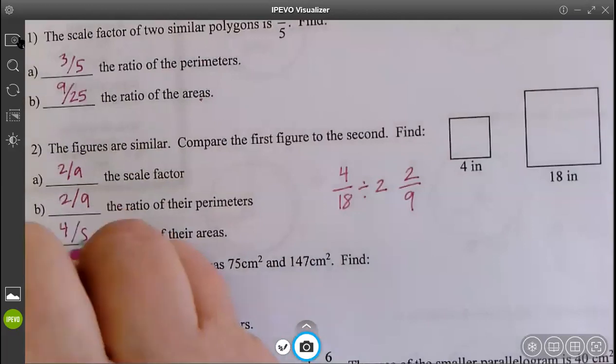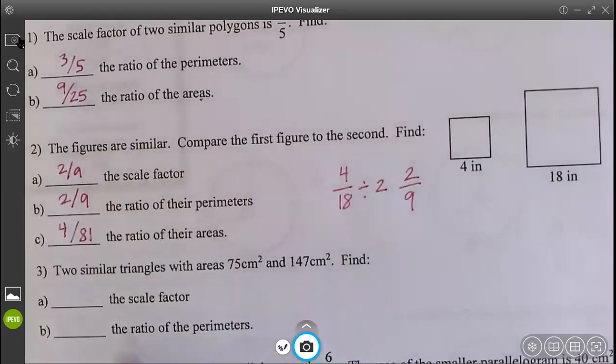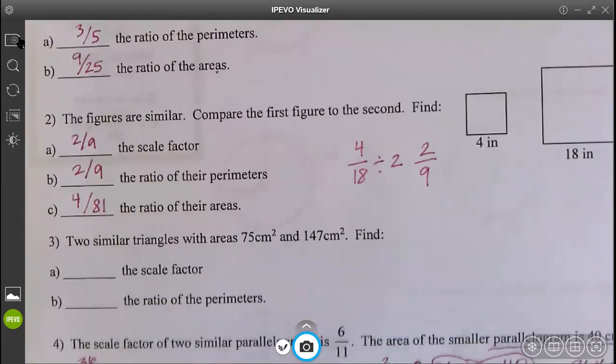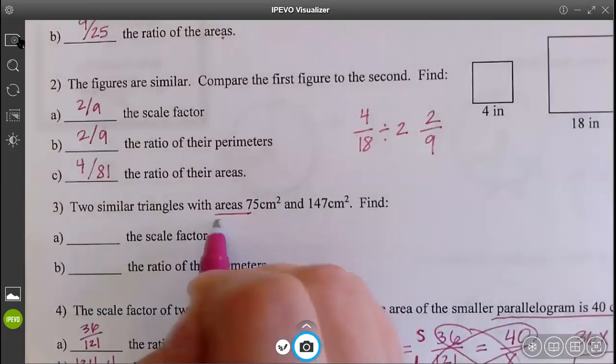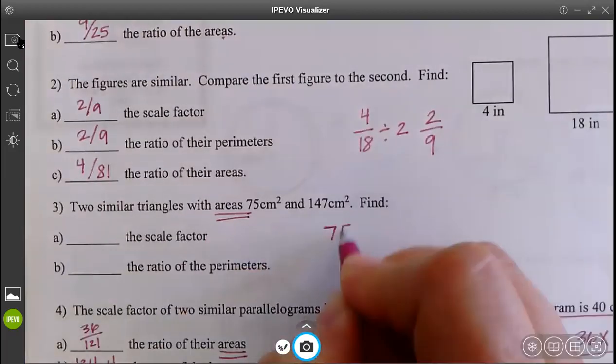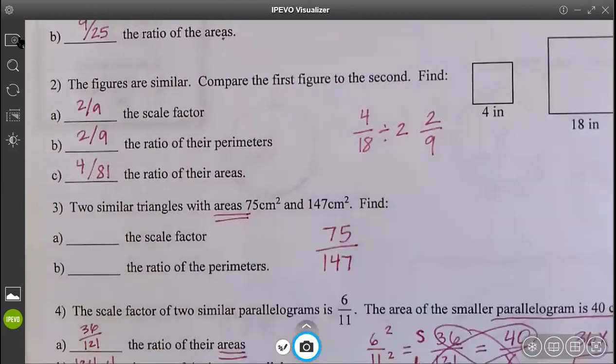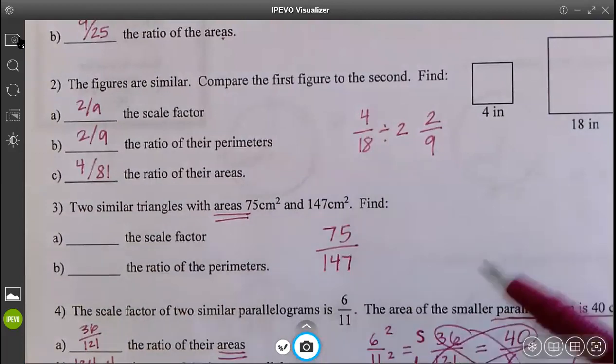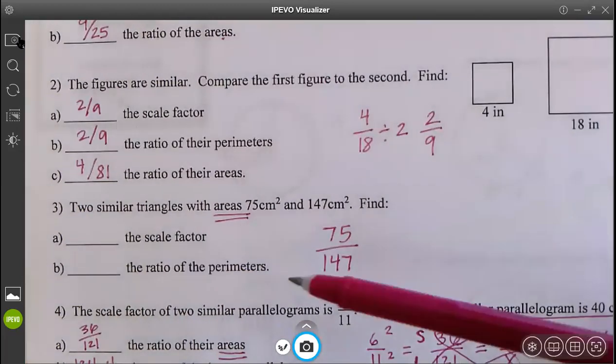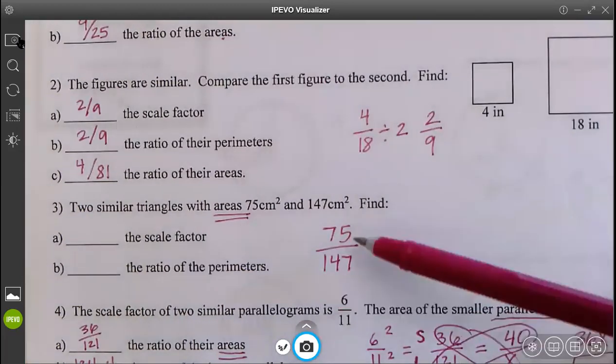Perfect. Okay, and then number 3 is going backwards. So this one tells us that our areas are these two, 75/147. So the first thing I'm going to do is look to see if we can divide something out here. That one was kind of weird because I didn't know if you just leave it as 75 over. Well, we're going to have to take the square root. And I'm looking at these and these are not perfect squares. So that's why I think I have to divide something out.